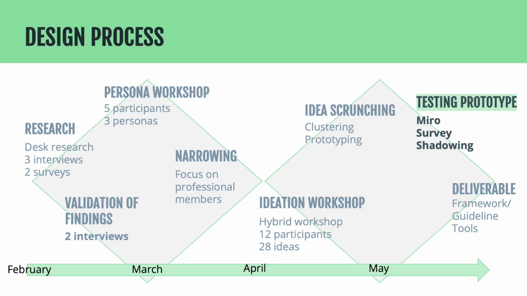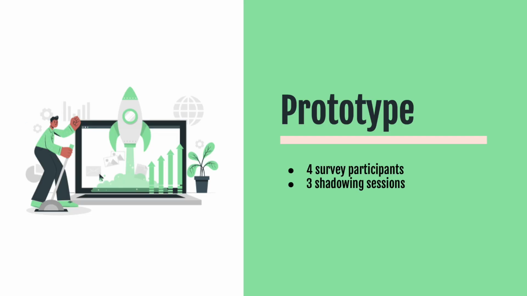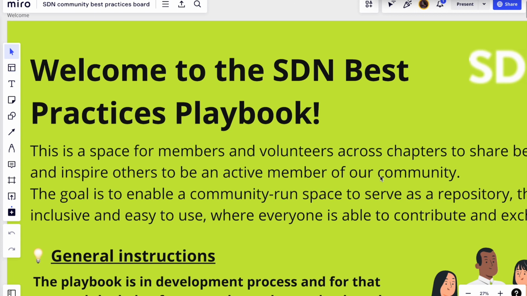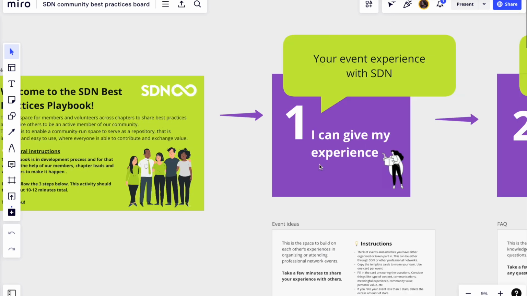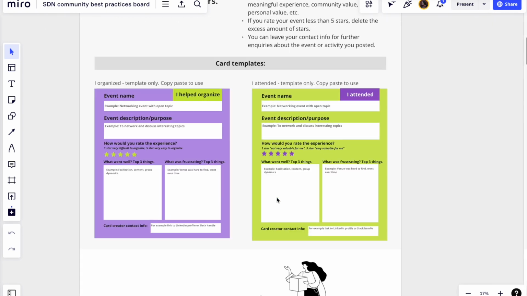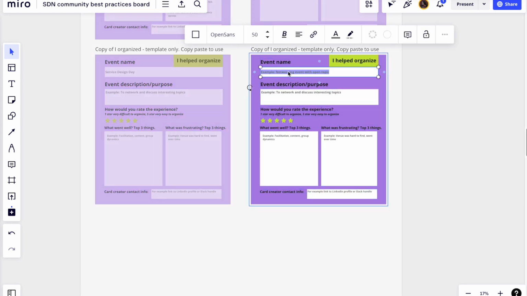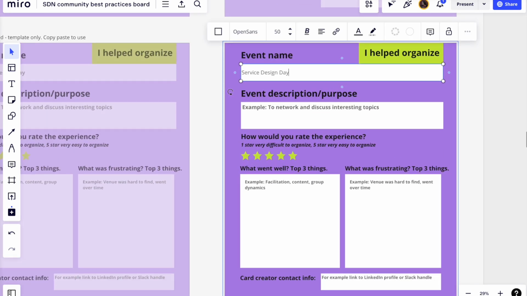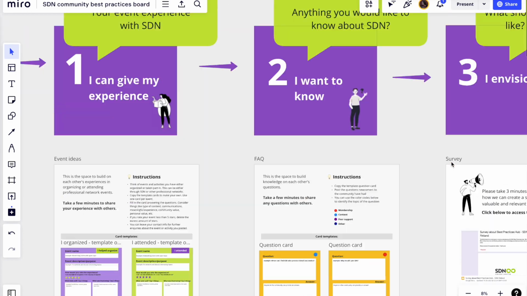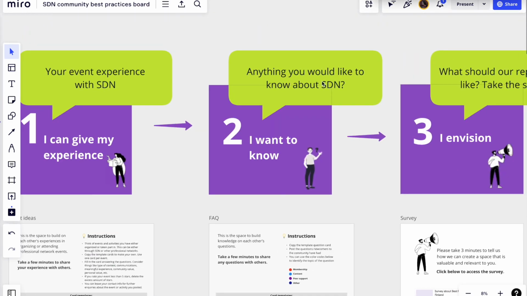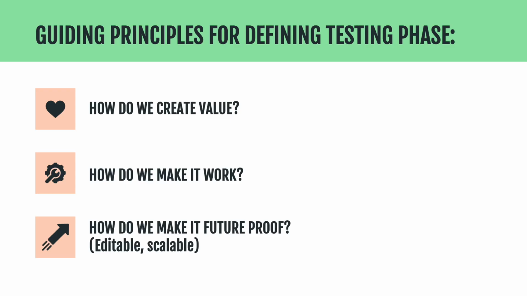So we made a prototype on Miro, and we had a survey also at the end of the prototype, which we got 4 answers on, and we shadowed 3 people. And then the prototype, we decided to base it on how do we create value and how do we make it work. What we found is that people really want to have good search filters, so that they don't have to go through everything.